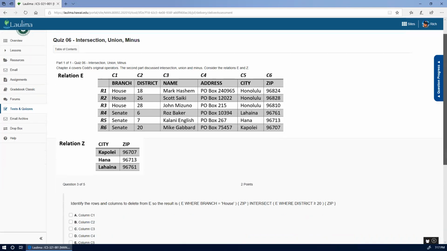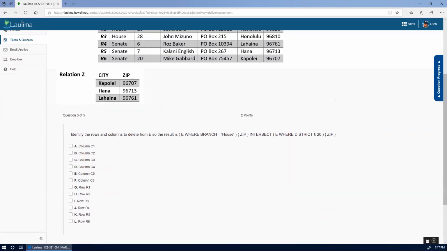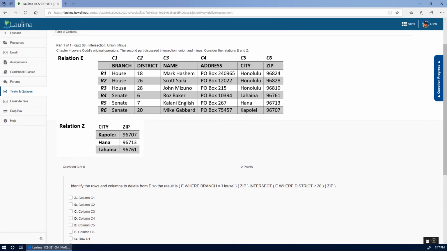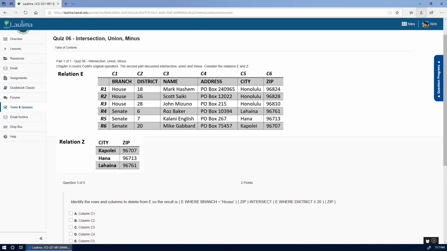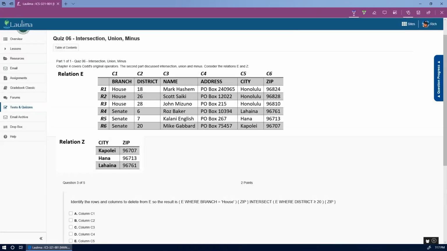What's question 3? We're going to identify the rows and columns to delete. We're doing zip codes, and we're going to do another intersect, and branch is equal to house, and district is greater than or equal to 20. So all of the house records, and all the records where the district is greater than or equal to 20.